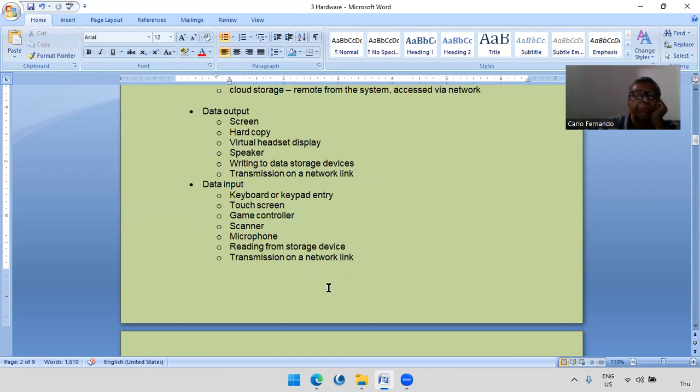Now let's look at the data input. What are the devices? Keyboard entry, touch screen, game control, scanner, microphone, reading from a storage device, transmission on a network link. See the last three items: the microphone, here, versus the speaker. Reading from a storage device versus writing into data storage. Transmission on a network link, same thing. There we are sending out; here we are receiving input.